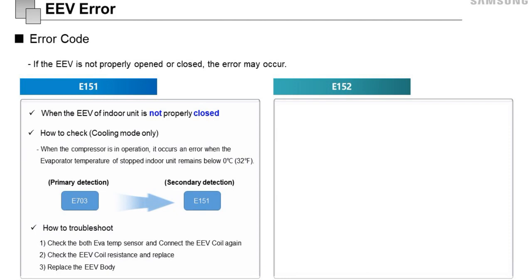If a primary error occurs, the indoor unit will restart automatically. Nevertheless, if the same problem occurs again, the E151 error occurs and immediately stops the operation of indoor unit. In this case, you should check the evaporator temperature sensor status and find the cause by checking the resistance of the EEV coil. And if there is no problem, you should replace the EEV body.